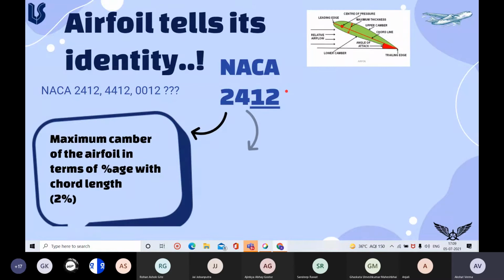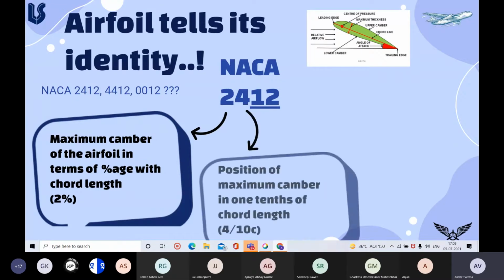So let's go forward, and what does this 4 mean now? This 4 means the position of camber, in tenths of chord length. What does that mean? The position of camber means, let's say that this is the point where the condition of maximum camber is occurring. At this point, if I calculate the camber of the airfoil, it is maximum. So this 4 tells me the distance of this maximum camber position from the leading edge.